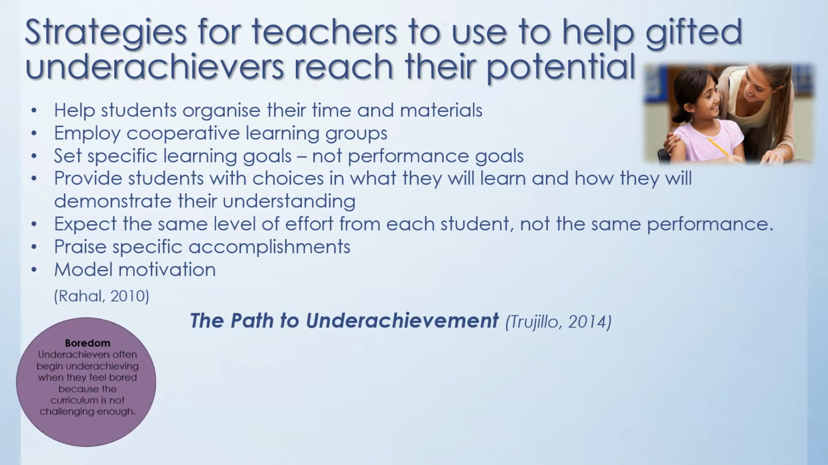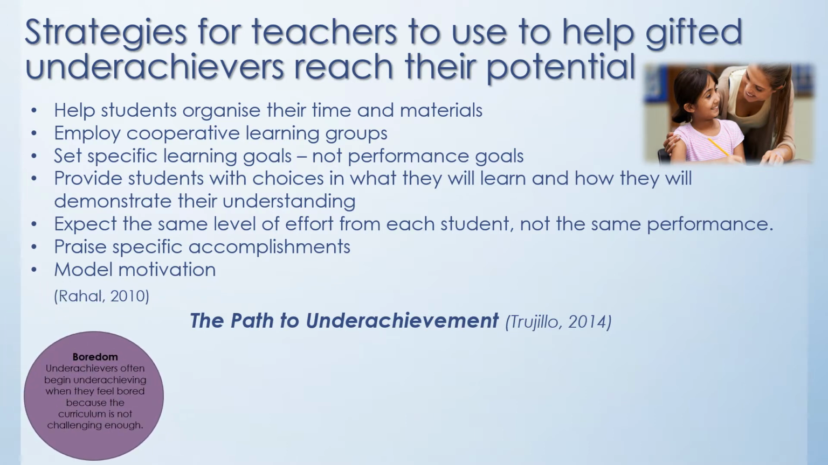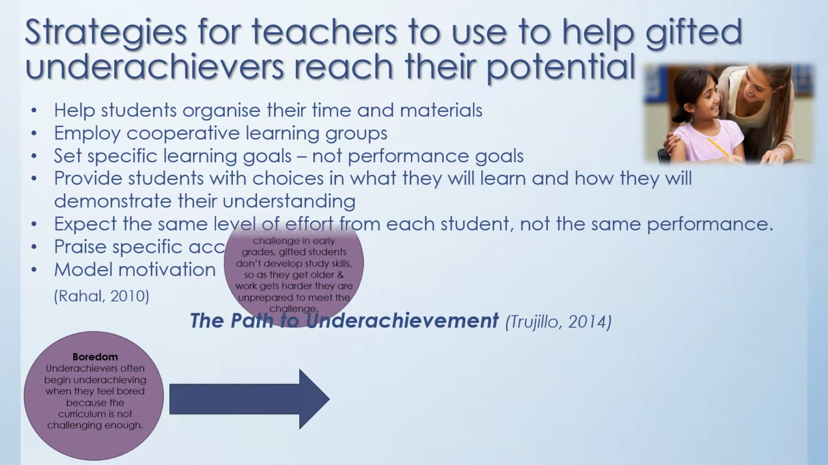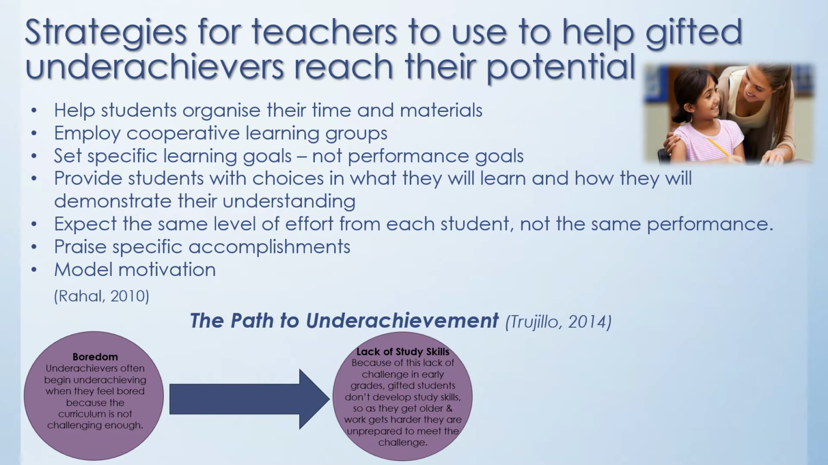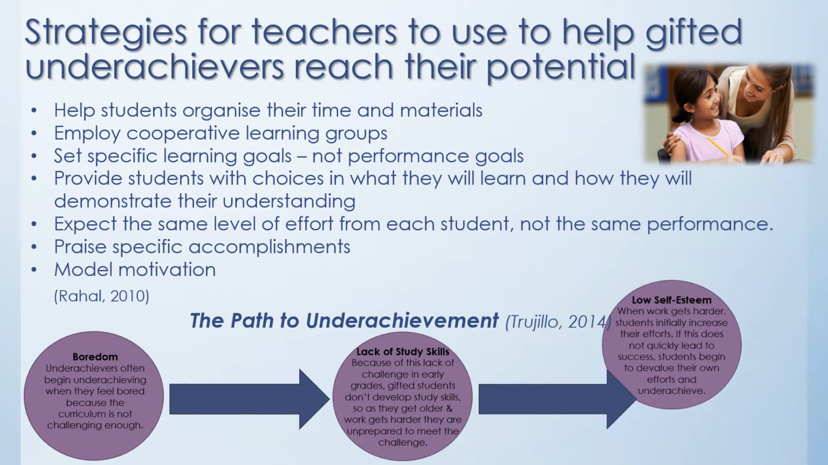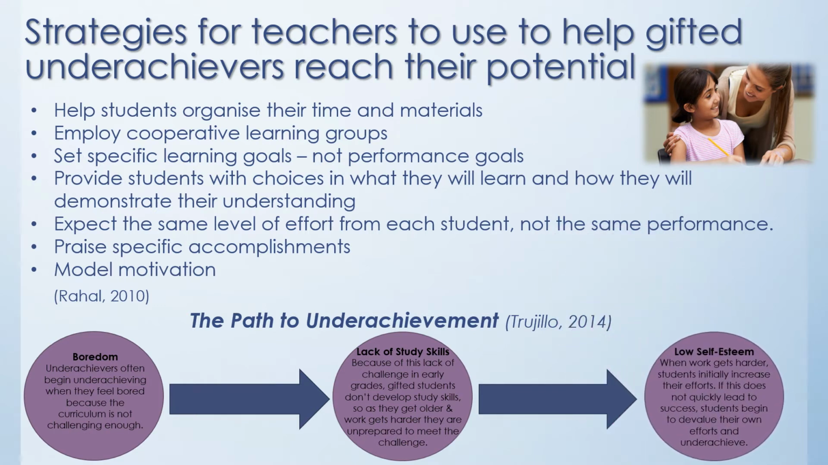An example of how easy underachievement can manifest itself is that it may begin with boredom. Underachievers often begin underachieving when they feel bored because the curriculum is not challenging enough. This then leads to a lack of study skills. Because of this lack of challenge in early grades, gifted students don't develop study skills. So as they get older and work gets harder, they are unprepared to meet the challenge. This then develops into low self-esteem. When work gets harder, students initially increase their efforts. If this does not quickly lead to success, students begin to devalue their own efforts and underachieve.